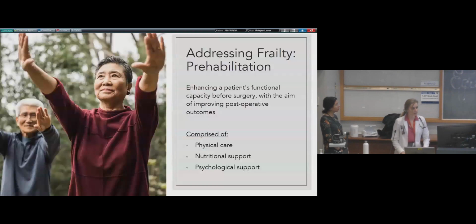And then part of addressing frailty is prehabilitation. So if we have the opportunity to see patients prior to going for surgery, then we can intervene with prehabilitation. What this means is enhancing a patient's functional capacity before surgery, with the aim to improve postoperative outcomes. There are three aspects: one is exercise or physical care, one is nutritional support, and one is psychological support.